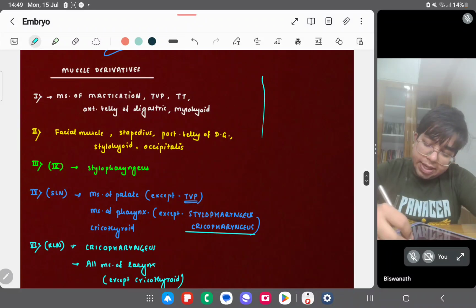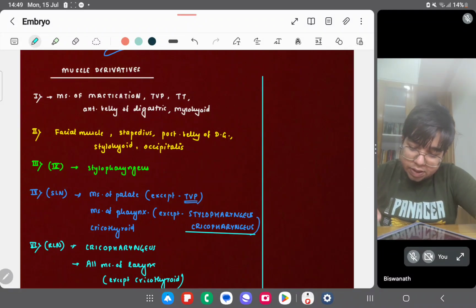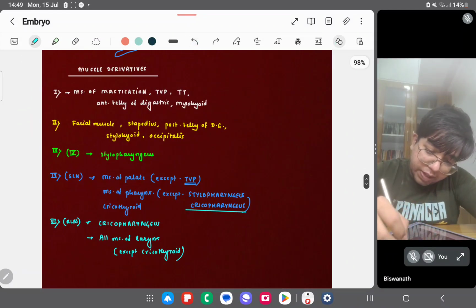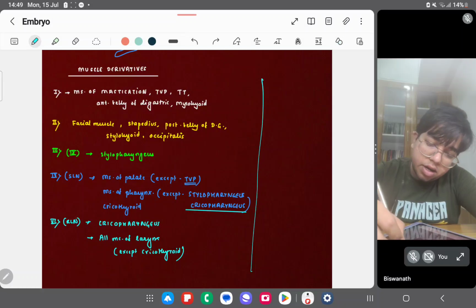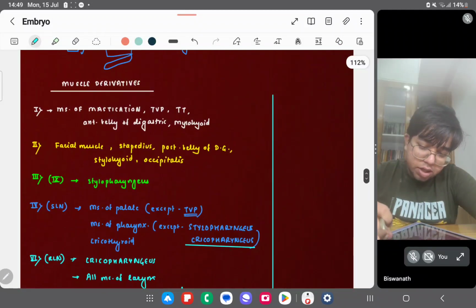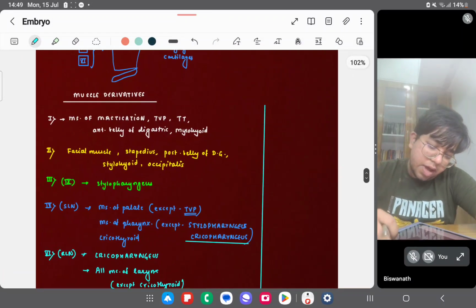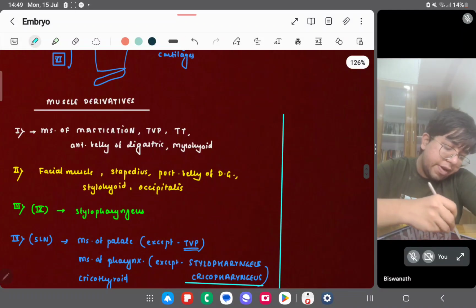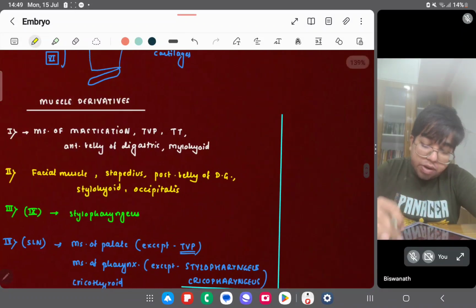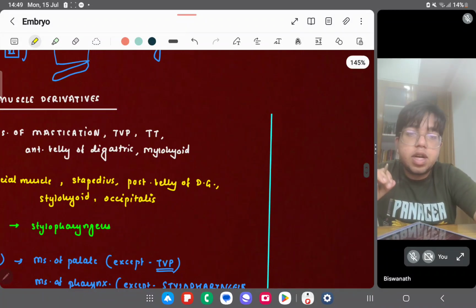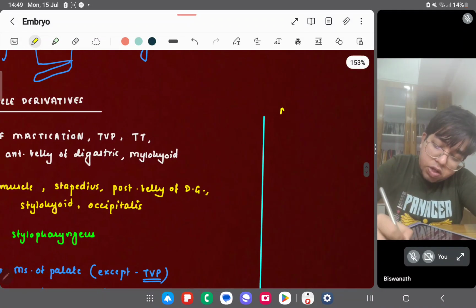Okay, let's deal with another last thing of arches. We'll deal with it together. It will be easy for us. And this thing is also very logical. You just have to retain some things, and for other things we have tricks. So muscle derivatives are done, and then we'll move to our artery. The artery is basically supplying which part? Okay, so artery.